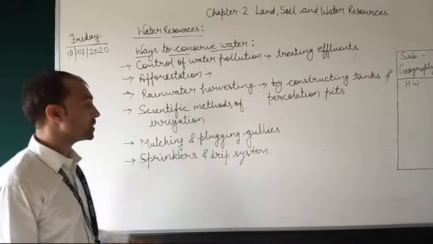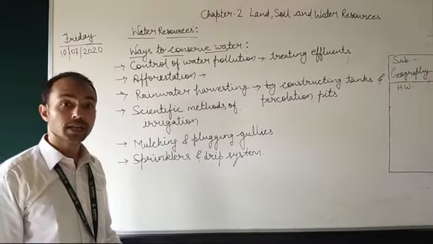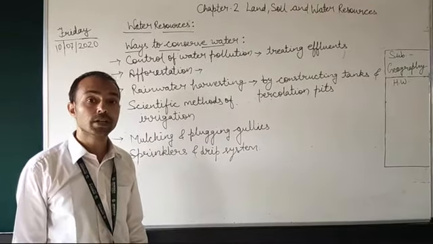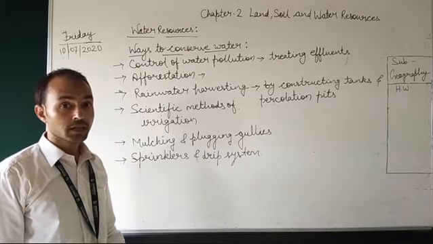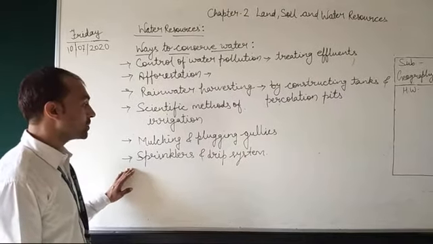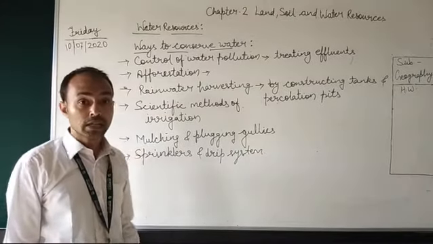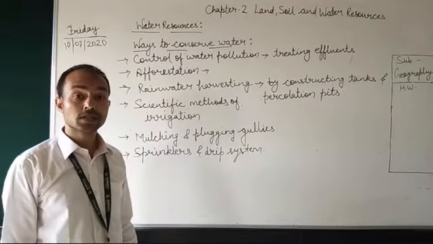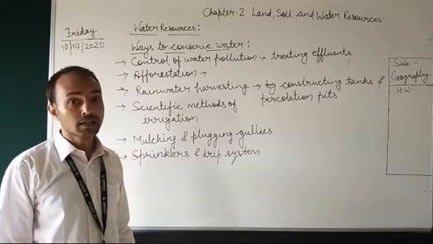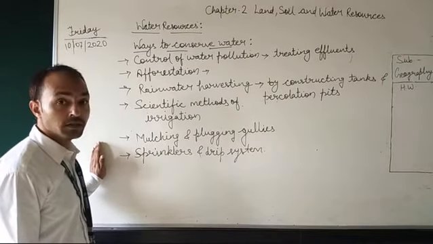Then the next is mulching and plugging gullies, that we have already discussed in our last session while completing soil, the ways to conserve soil resources. Then the next is sprinklers and drip system. We must adopt the sprinklers and drip system, especially in the dry regions. So these are some of the ways to conserve water.